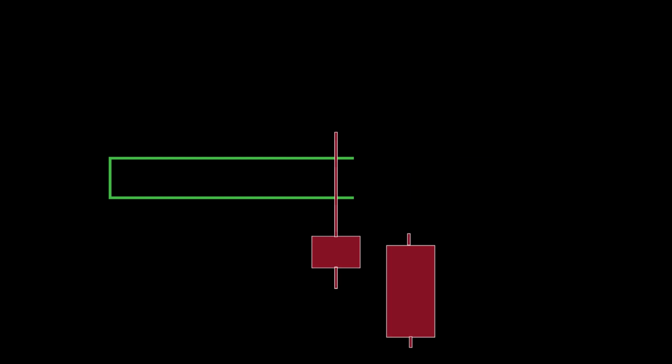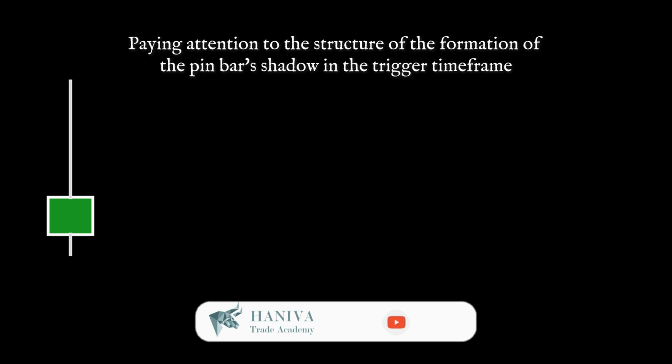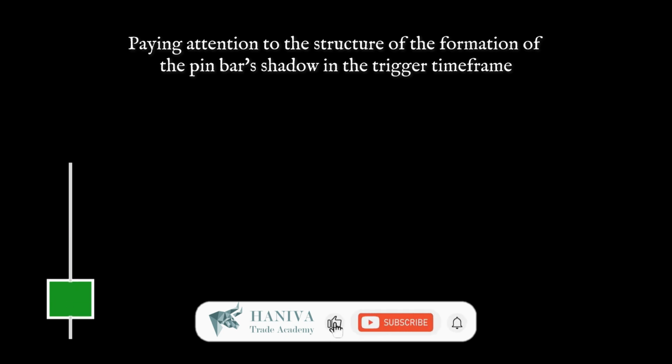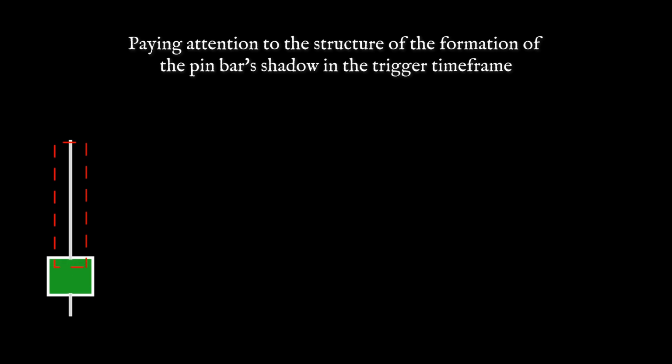Paying attention to the structure of the formation of the pin bar's shadow in the trigger time frame. After the formation of the pin bar candle, we identify the area of the long shadow of the candle and focus on the trigger time frame to examine how this shadow was formed. We need to examine the price action that led to the formation of the extended shadow. The price action can have 4 scenarios.